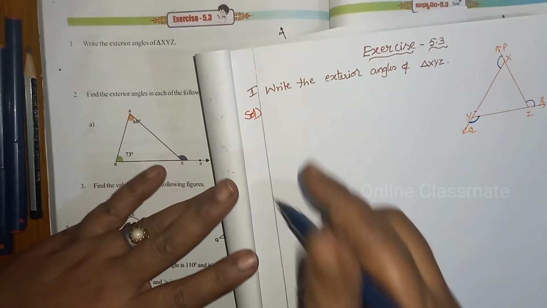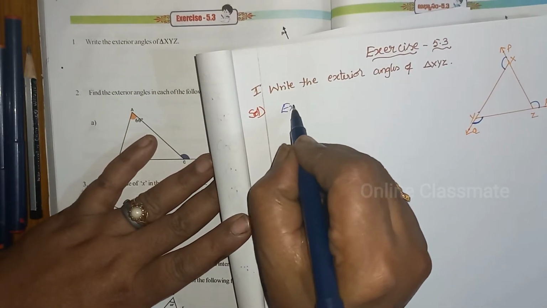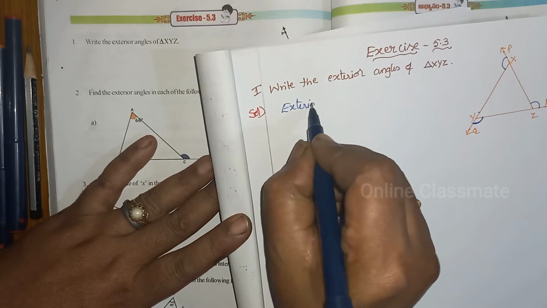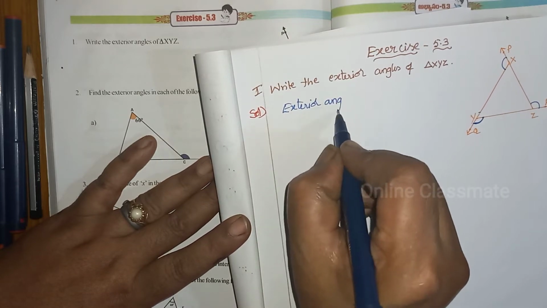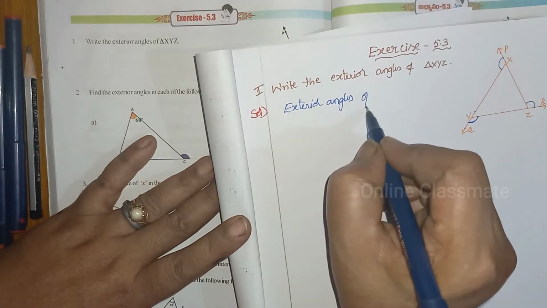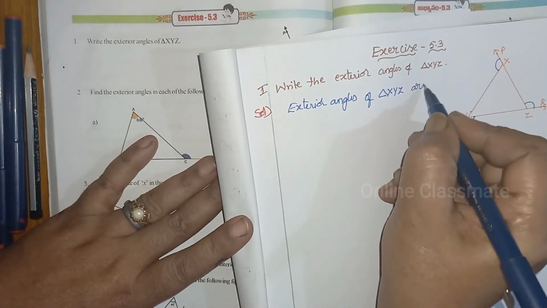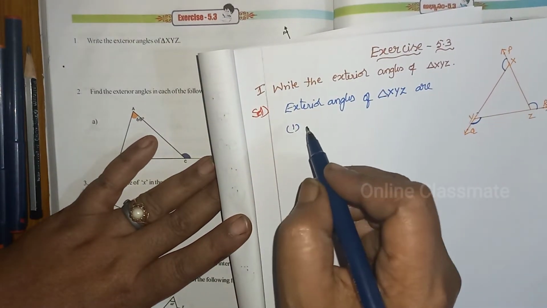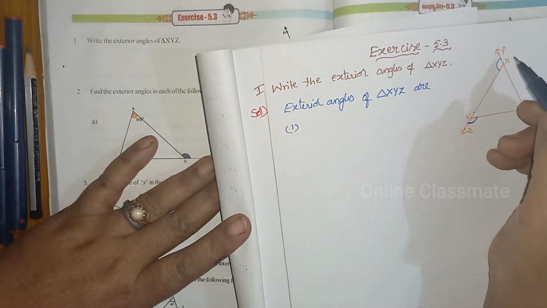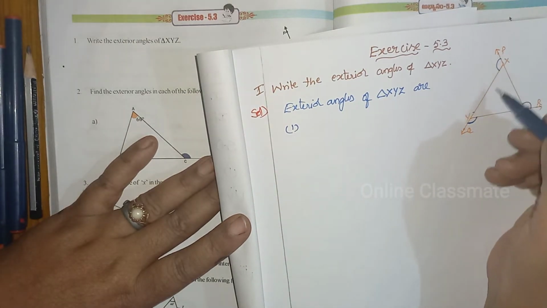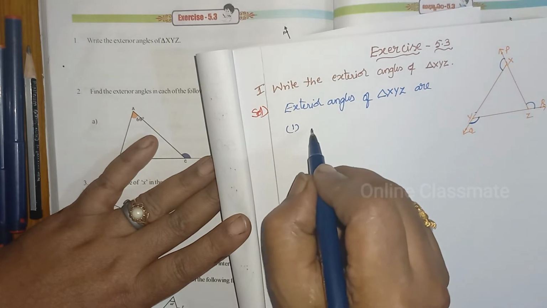Exterior angles of triangle XYZ are: first one, what is the name of the exterior angle? Angle PXY.